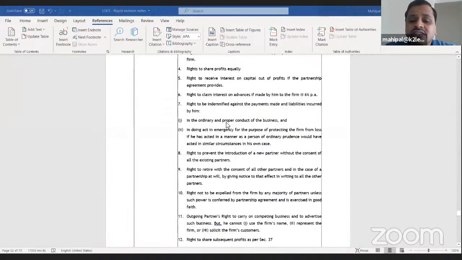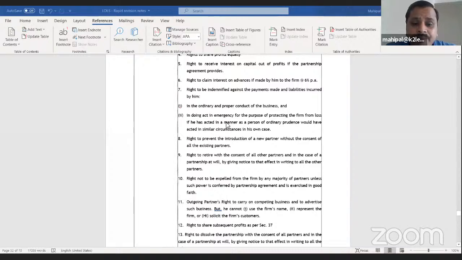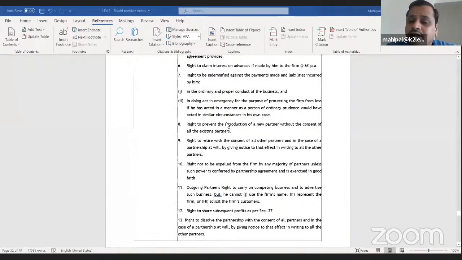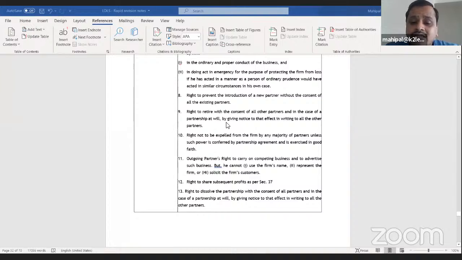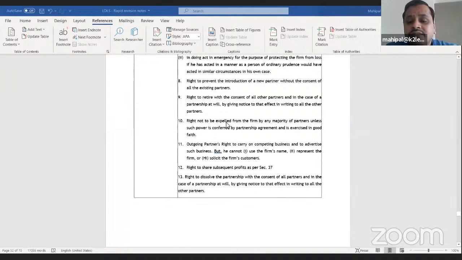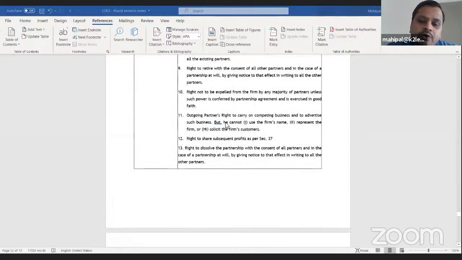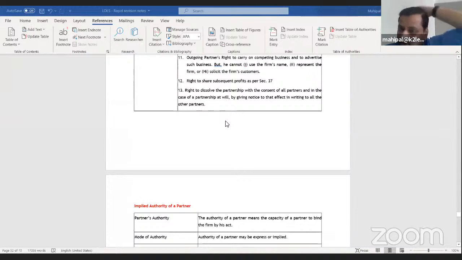right to prevent introduction of new partner with the consent of all existing partners, right to retire by giving his consent in writing to all the partners, he does not have a right to be expelled. The outgoing partner has a right to start a competing business, but he should not use the firm name or represent himself as the firm's. Right to share subsequent property profits, and right to dissolve the partnership firm with the consent of all the partners.